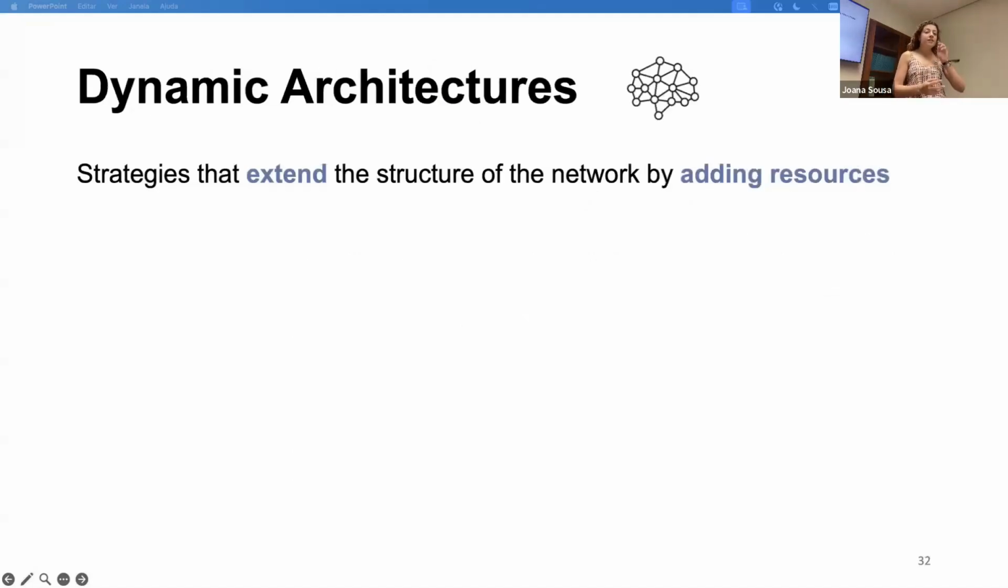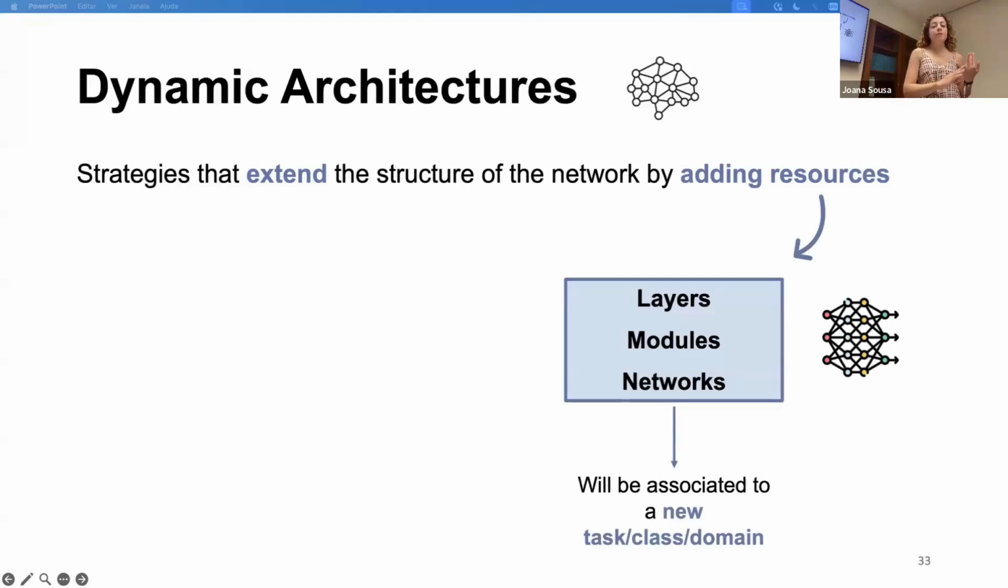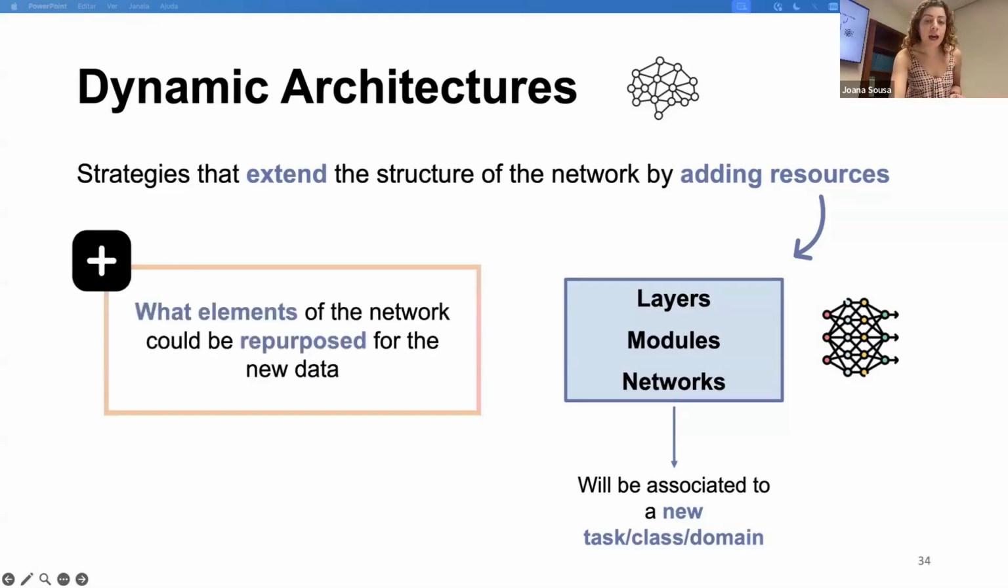Then we have dynamic architectures, which are strategies that extend the structure of the network by adding resources. These resources can be layers, modules, or even neural networks, and they are associated with a new task, class, or domain. In addition, there are also some strategies that could be similar to regularization in the sense that they strive to identify elements of the network that could be repurposed for the acquisition of new data.